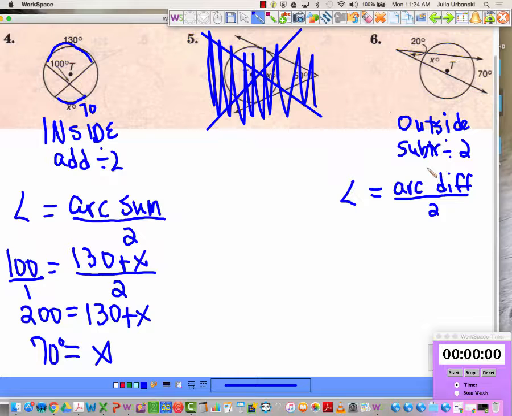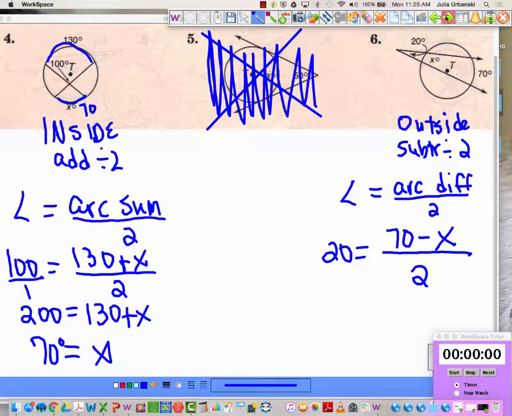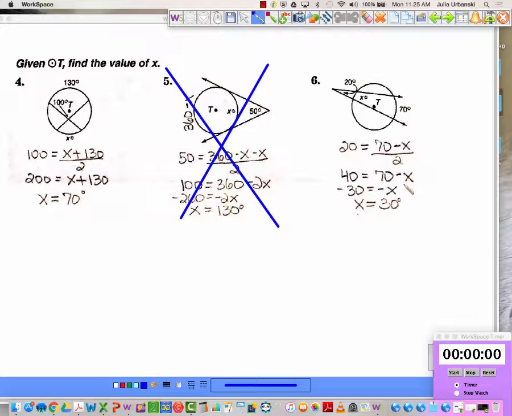Okay, what did you put right here? 20. What did you put right here? 70 minus X, yep, good, and then over 2. All right, cross multiply that and solve that. Be careful about this negative sign. You guys know how to deal with the negative signs. Did you end up with 40 equals 70 minus X, and then you subtract 70 from both sides, you get negative 30 equals negative X, and then you get positive 30 as your final answer. Yes.